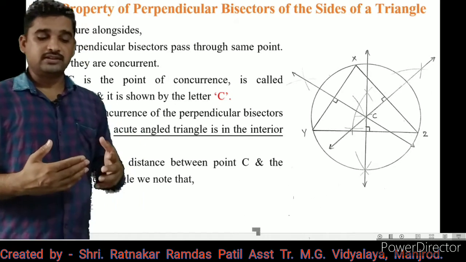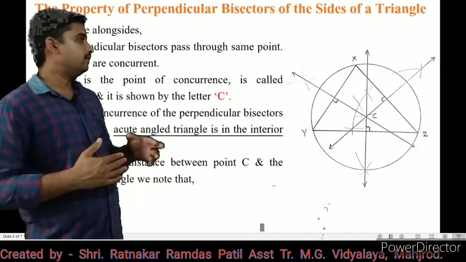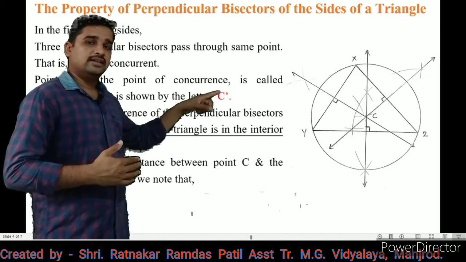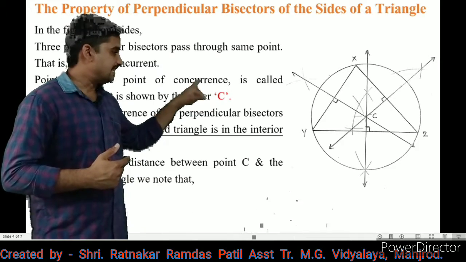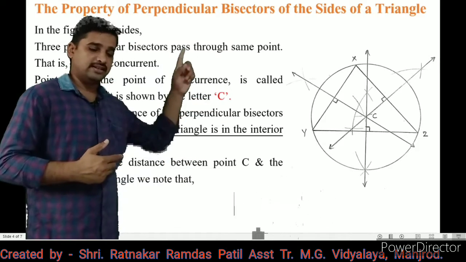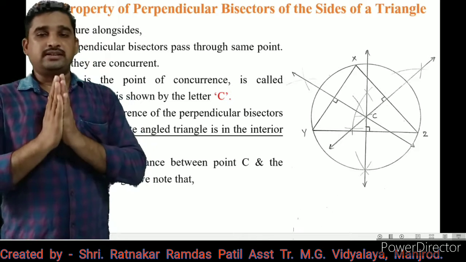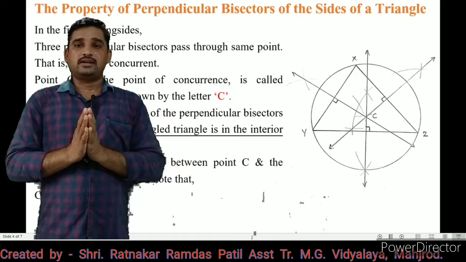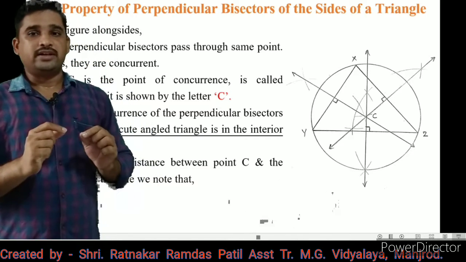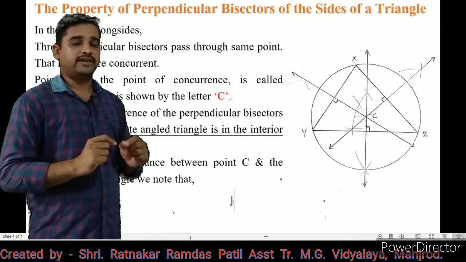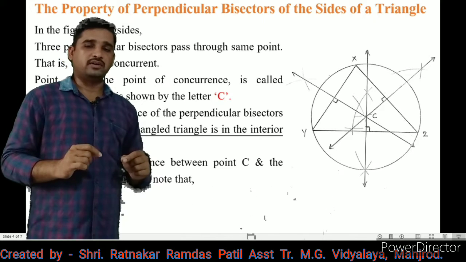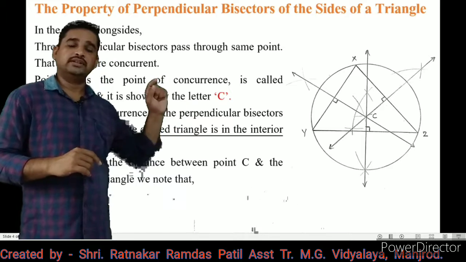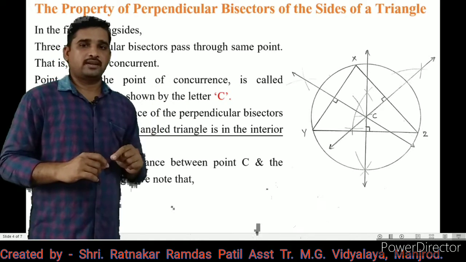If we measure the distance between point C and these three vertices, that is, if we measure distances CX, CY and CZ, the distances are equal. From that we say the three vertices of the triangle are equidistant from the point of concurrence, or circumcenter, of this triangle.